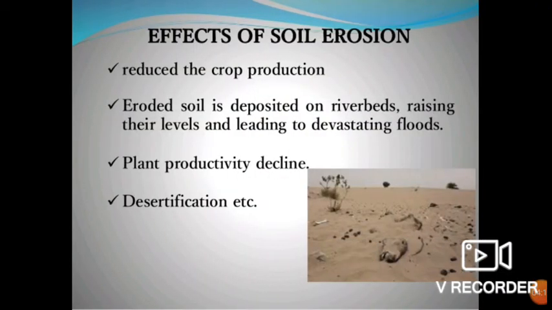Effects of soil erosion. First, reduced crop production. Eroded soil is deposited on riverbeds, raising their levels and leading to devastating floods. Plant productivity declines, desertification, etc.